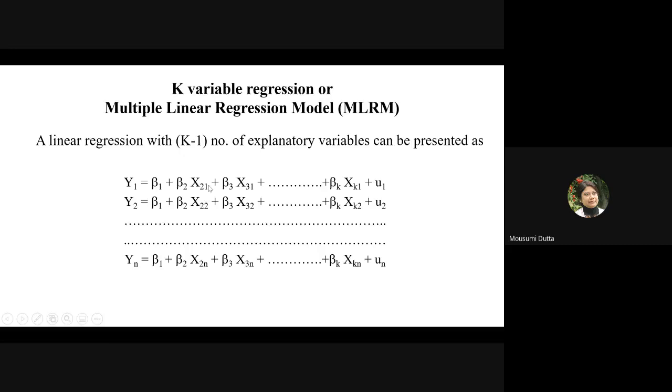Now, if you look at the x variable, the first subscript indicates the name of the variable, say price. Therefore, it is x2. And the second subscript indicates the observation, first, second, up to the nth observation. And the rest of the things I hope you are understanding. So it is basically yi is equal to beta 1 plus beta 2 x2i plus beta 3 x3i plus beta 4 x4i plus beta k xki plus ui. This kind of construct.